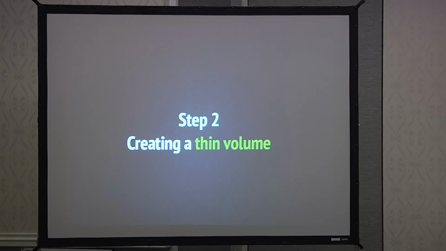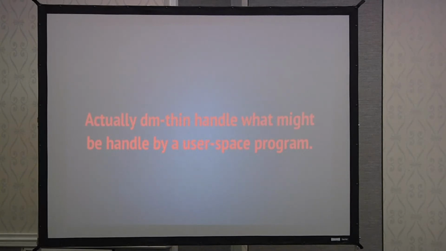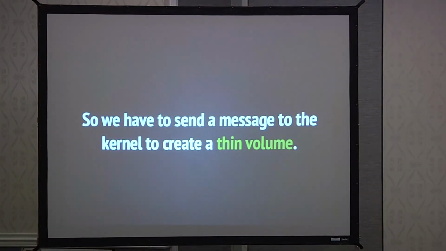And then we create a thin volume. So actually, DM-thin handles what might be handled by a user space program. In the logic of device mapper, it's in user space that we allocate blocks, or we define the table, and not in the kernel. We load the table we have defined into the kernel, but we don't do that work in the kernel. And DM-thin actually breaks this rule.